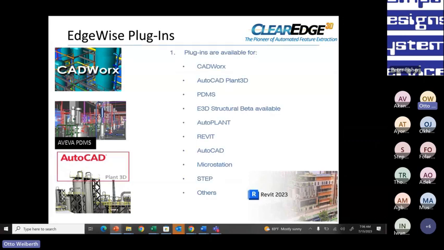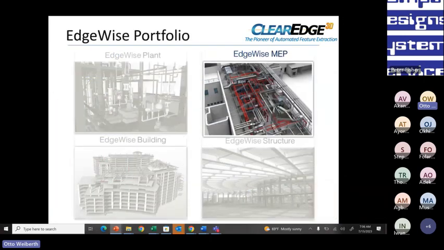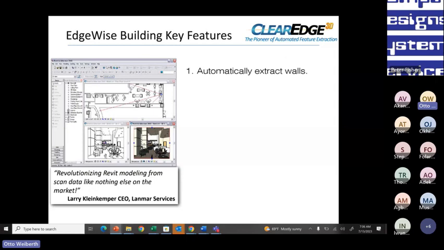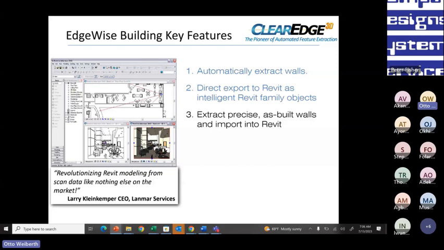Okay. On the MEP, it's identical to Plant. The only difference is it's for Revit. On the building side, we automatically extract the walls, and we could export it to Revit as intelligent Revit family objects. And what EdgeWise extracts is the as-is condition as opposed to as designed. Walls typically are not straight. They're not necessarily 90 degrees. They may be 89.2, 91.6, whatever. EdgeWise will give you the exact as-is condition.